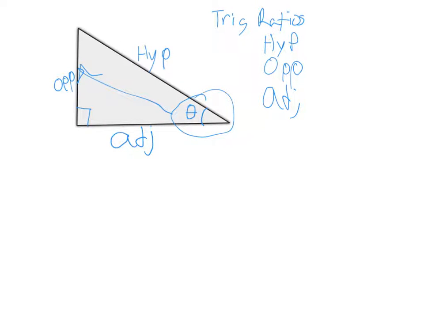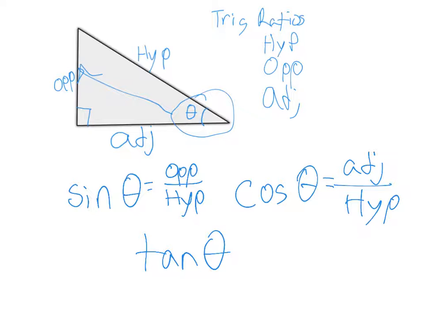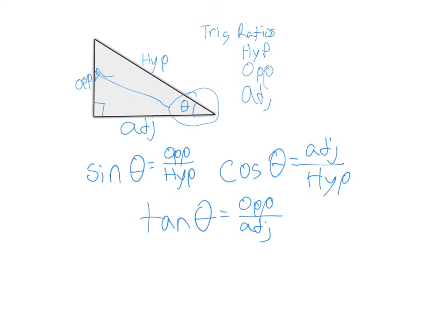Okay, and so our three trig ratios are sine theta, cosine of theta, and then tangent theta. Now sine theta is the opposite over the hypotenuse. And then cosine is adjacent over hypotenuse. And then tangent ultimately is opposite over adjacent. And those are the three ratios that we're going to use here.